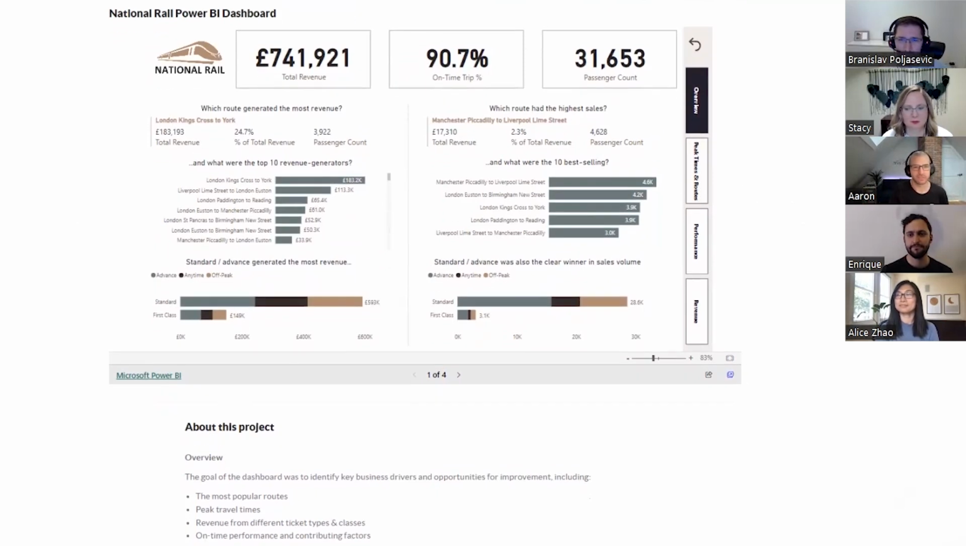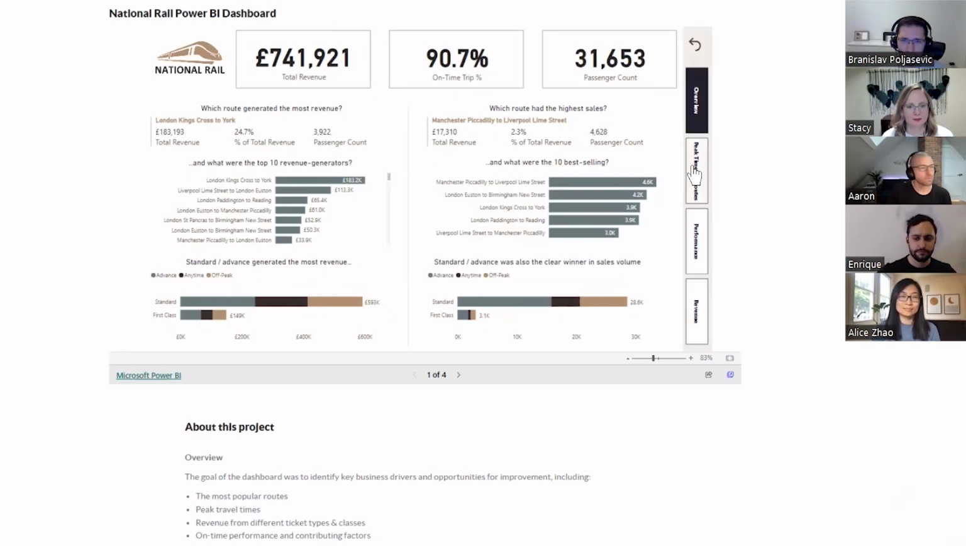with the tabs here. So looking at the overview tab, one of the things that I really liked about this is when people design their visuals and title their visuals using natural questions. So which route had the highest sales versus something like route with highest sales. It's a small tweak to the way you're titling charts, but I really like how it ends up making the dashboard feel and the readability of it.